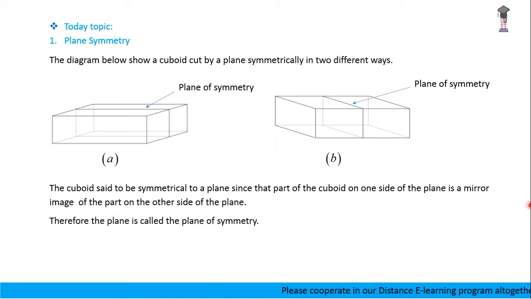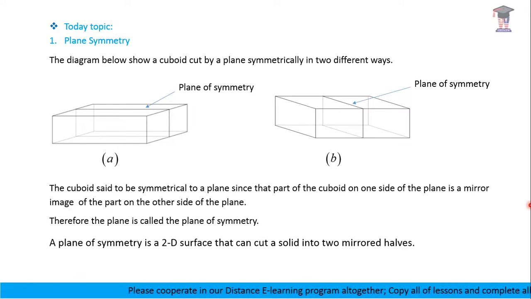So we can answer our question right now. What is a plane of symmetry? A plane of symmetry is a 2D surface. 2D means 2 dimension. It is a 2-dimension surface that can cut a solid into 2 mirror halves.